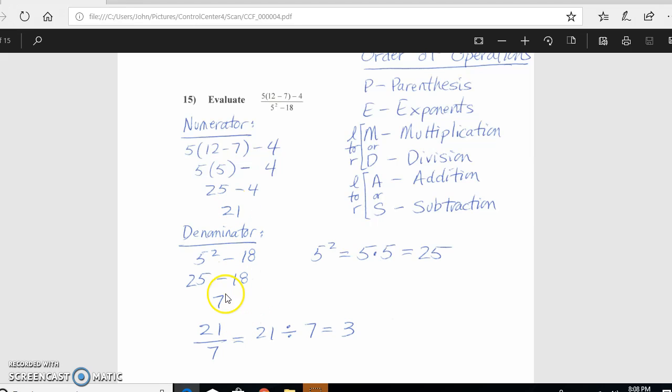So now I take the 21 over the 7, and a fraction is always the top number divided by the bottom. So 21 divided by the 7 will give me a 3, which is my final answer.